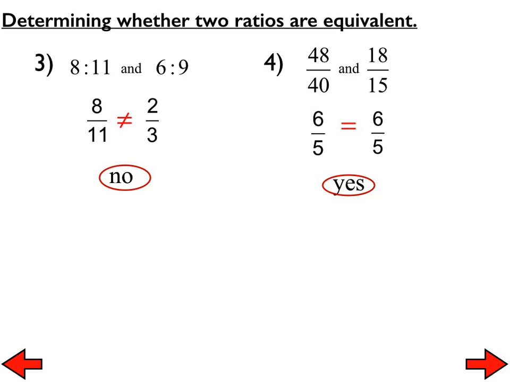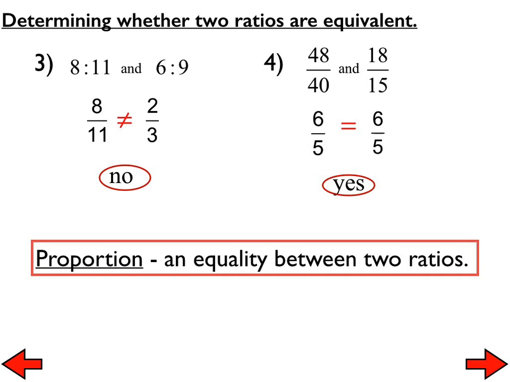Well, when two ratios are equivalent to each other, there is a name for that, and in your notes you have a blank spot you need to fill in here, and that is, as I mentioned earlier in the lesson, that's what we refer to as a proportion. A proportion is an equality between two ratios. So if we have two ratios that are equivalent to one another, they form a proportion.